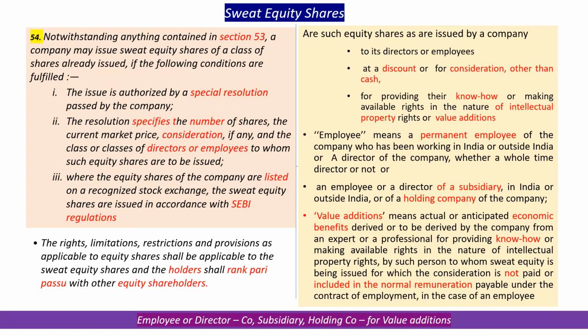Just to revisit, it is an exception to section 53. It should be a special resolution. Details should be indicated in terms of consideration and value received. It can be directors or employees. SEBI guidelines are to be followed by a listed company. It can be for consideration other than cash. It can be for technical know-how or intellectual property rights or value additions. The employee should be a permanent employee. He can be an employee of a subsidiary or holding company of the group. And the value additions are nothing but economic benefits. They are not included in the normal remuneration paid to an employee.